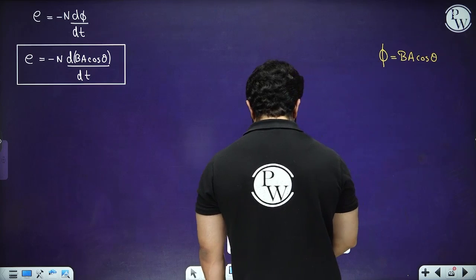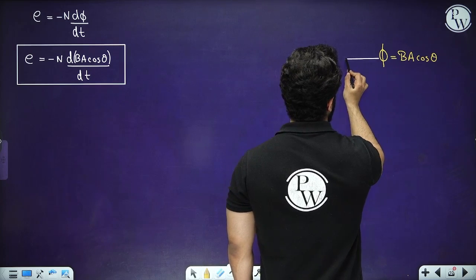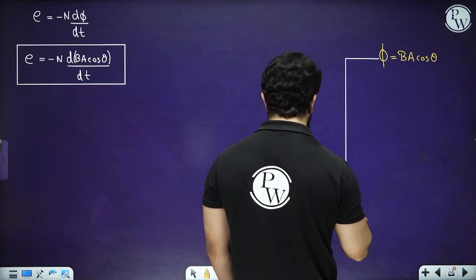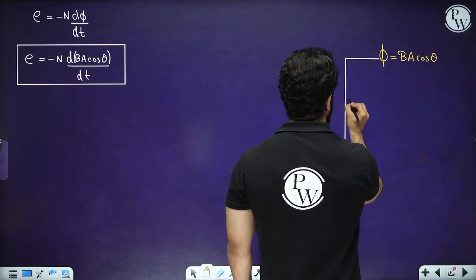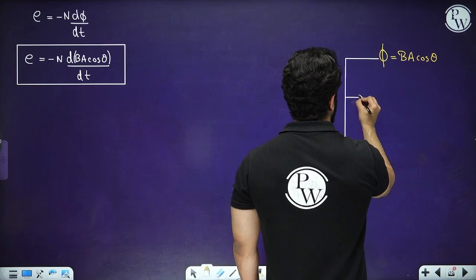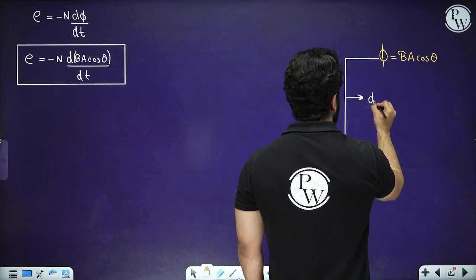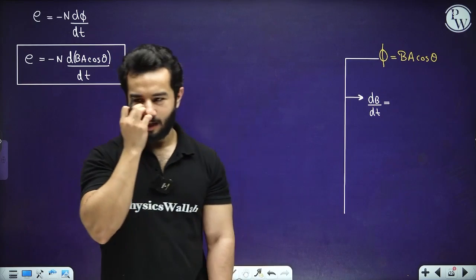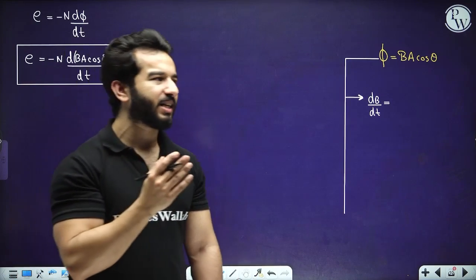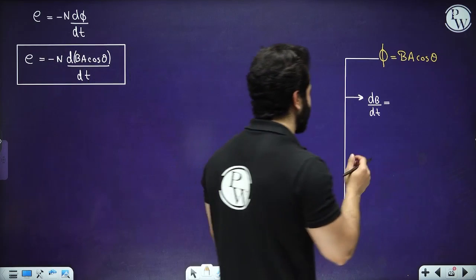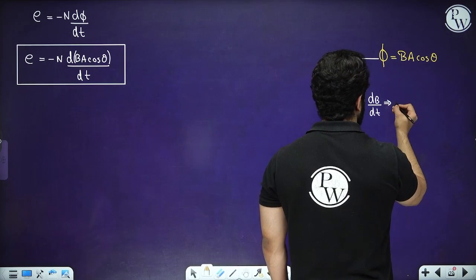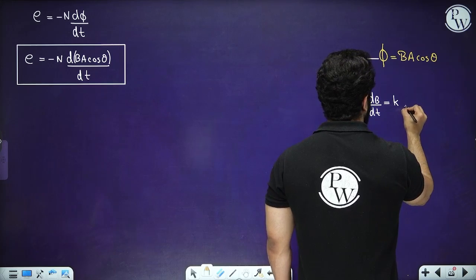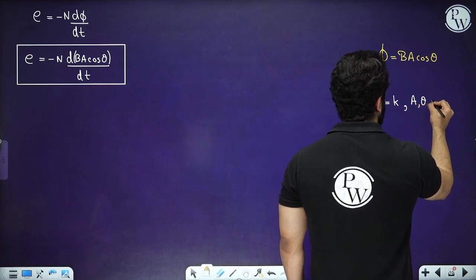Now one of the ways can be that we change the magnetic field. So dB by dt is there, and it could be anything. Usually they give this as a constant. So dB by dt is changing. This is the rate of change, or you can write this as some constant k, and other things like area and theta are constant.